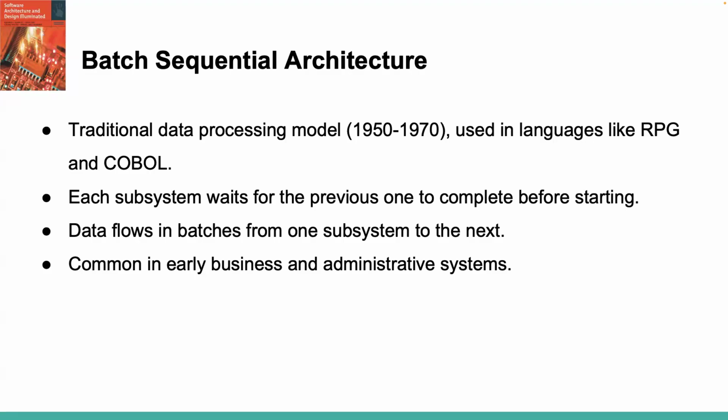1. No real-time processing. The system was designed to process data in large batches, so it wasn't suitable for applications that required immediate or real-time processing, like modern online banking or e-commerce. 2. Dependency between subsystems. Each subsystem was dependent on the completion of the previous one, so if one subsystem failed or took too long, the entire process would be delayed. 3. Rigid structure. The system was relatively inflexible. Once the batch process started, there was no way to interact with or change the data mid-process. This contrasts with today's more flexible real-time systems.